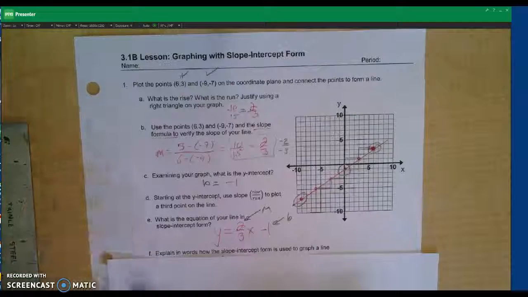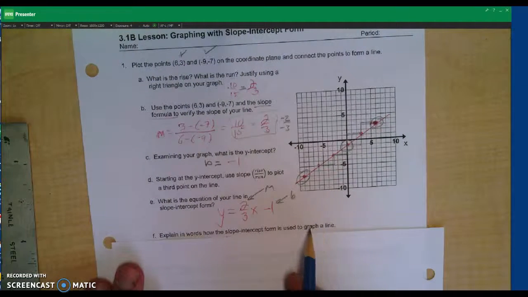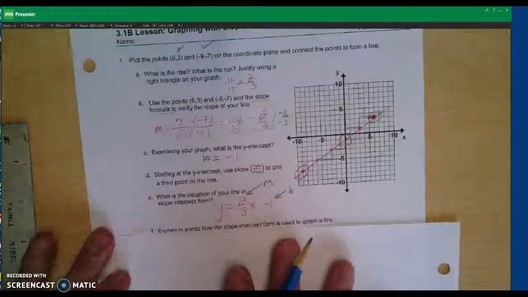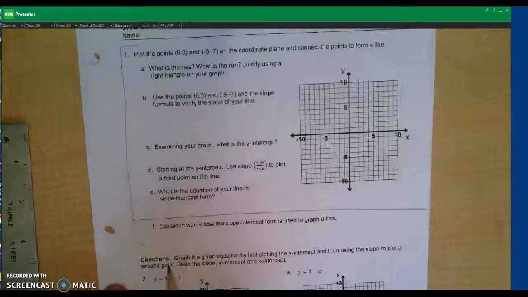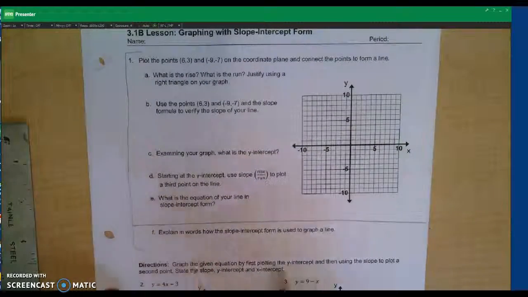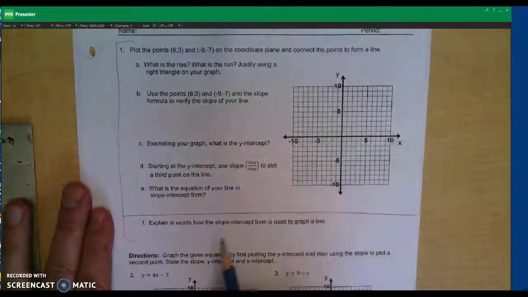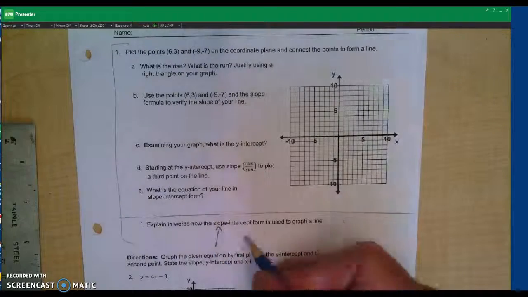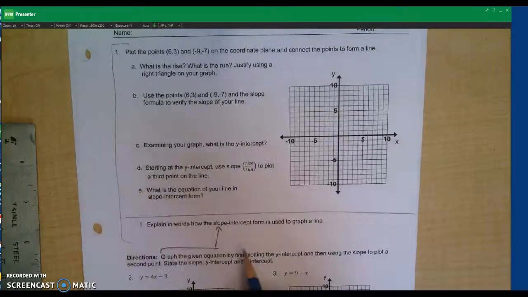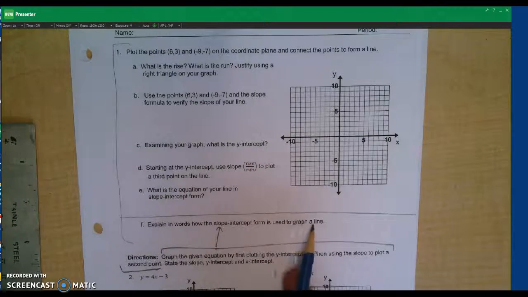So the next question is explain in words how the slope-intercept form is used to graph the line. And I don't want you to do that until you actually go ahead and read the directions right here. Read these directions right here and see if you can figure out the answer by yourself. Press pause and wait a second. Wow, the words to use to explain are right here. All this is how to use a slope-intercept form to graph a line.